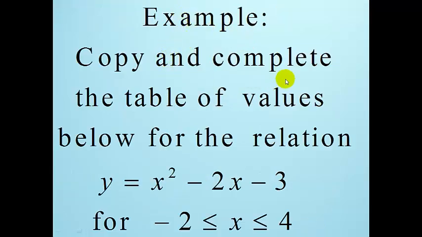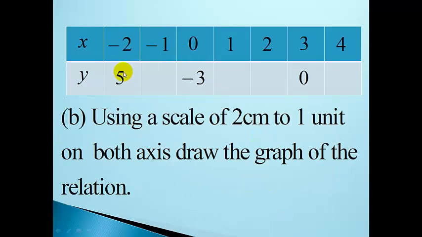Example: copy and complete the table of values below for the relation y equals x squared minus 2x minus 3 for minus 2 less than or equal to x less than or equal to 4. This is the interval and this is the relation. It's a quadratic relation. Now, this is the uncompleted table we are given. So the x values are -2, -1, 0, 1, 2, 3, 4. Now, using a scale of 2 centimeters to 1 unit on both axes, draw the graph of the relation.